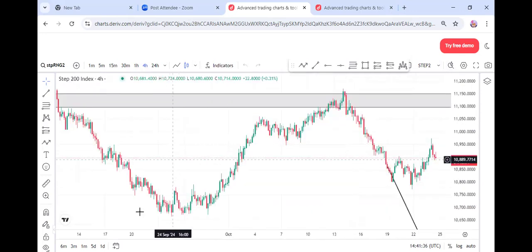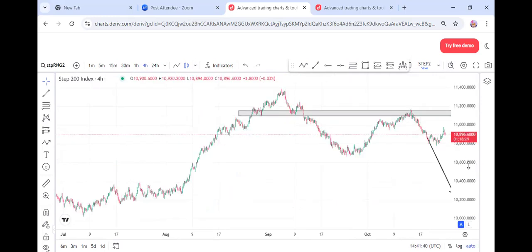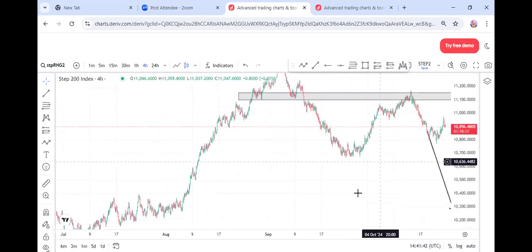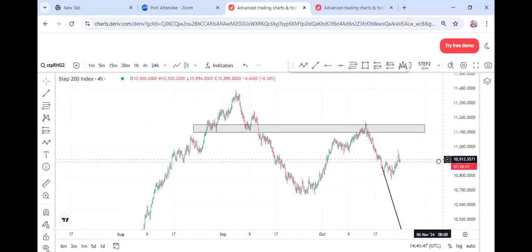Okay, good. Now we have this right here. I just wanted to go to a lower time frame so you can see the chart pattern very well. Now, this is a similar example of patience. You have to discipline yourself to be patient when it comes to trading.